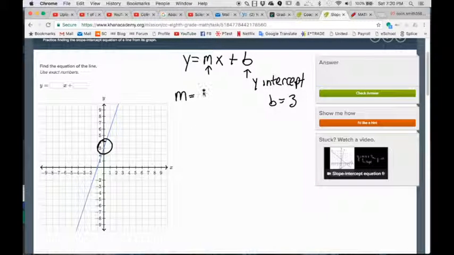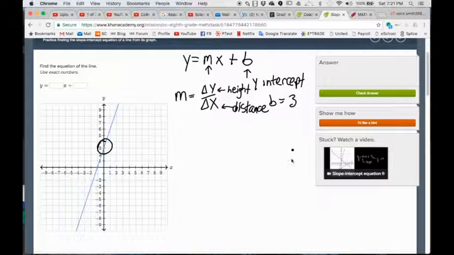So you always figure that out by saying the change in y, or the change in elevation, or the change in height, maybe. Depends on what word you want to use. Height, elevation, tallness, whatever you want to say. All right, that goes on the top of this magic slope fraction. And on the bottom, we have x distance. So we can think of that as length or distance, I think is a better word. So let's use distance.